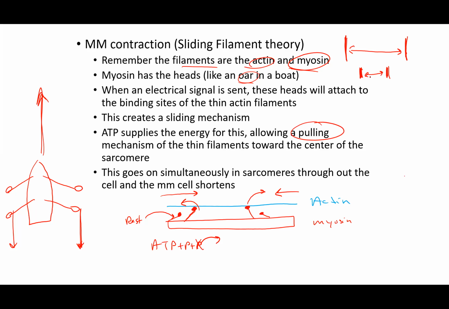So actin and myosin need each other for the binding to take place so that the myosin heads can start to pull on the actin, creating the boundaries of the sarcomere, which is Z disc to Z disc, to get shorter. Okay, and you can see the distance now is shorter.